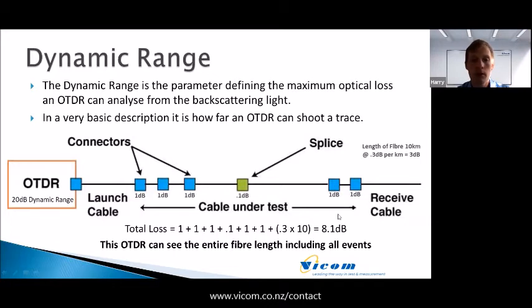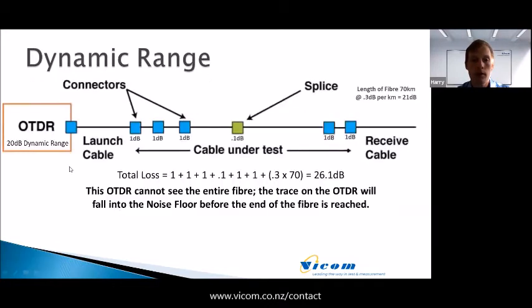Now let's go to the next example. Once again, we've got a 20 dB dynamic range. We've got the exact same network setup, all the same loss levels, but we've now got a 70-kilometer long fiber, so considerably longer. And because it's considerably longer, once again, 0.3 dB per kilometer, we've got 21 dB of light loss over a 70-kilometer long link. So our total loss for the link is 26.1 dB. We've only got a 20 dB dynamic range OTDR, which means that our OTDR is not going to be able to see the entire length of the fiber.